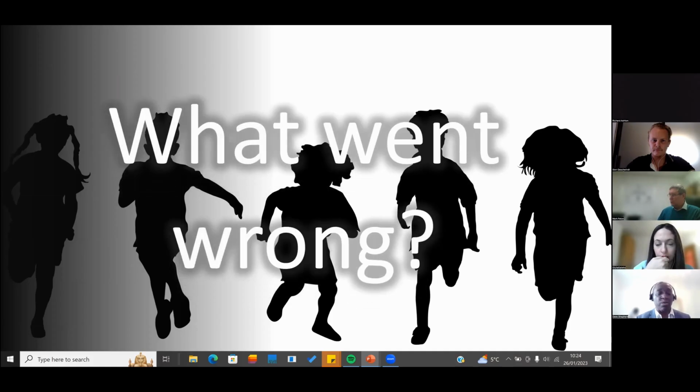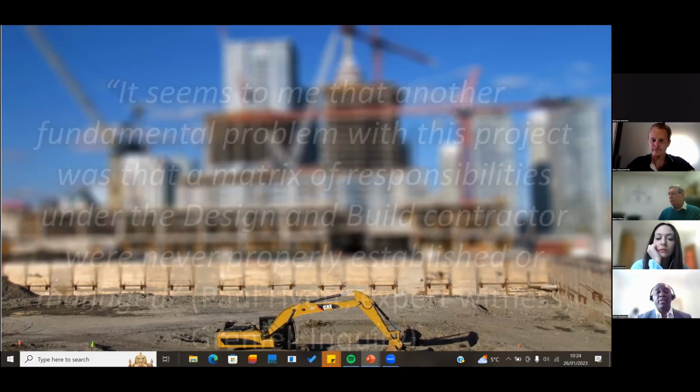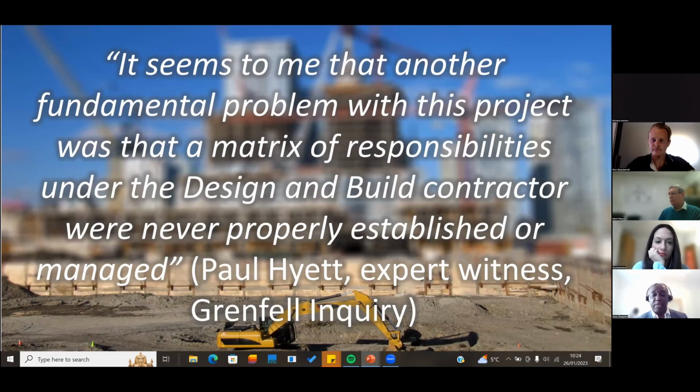So what went wrong with Grenfell? I think it's important to do a bit of a retrospective with that. This was from Paul Hyatt, who's an expert with it on the Grenfell inquiry. And he says, it seems to me that another fundamental problem with this project was that a matrix of responsibilities under the design and build contractor were never properly established or managed.